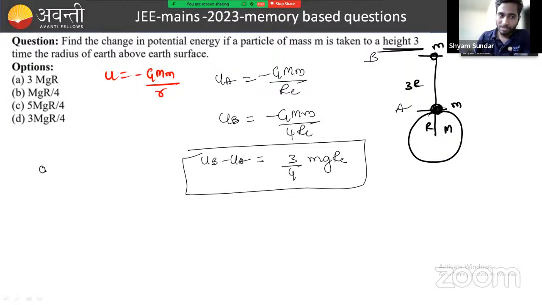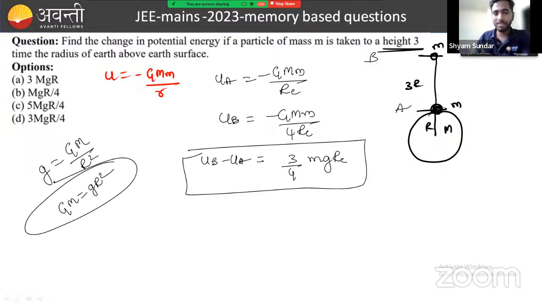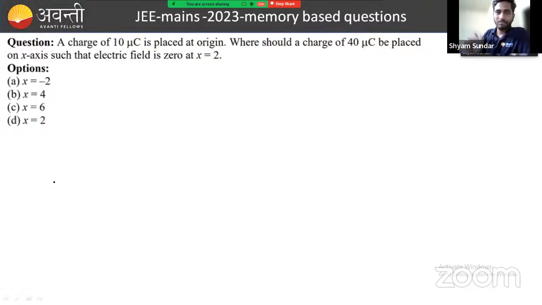The conversion you have to remember: acceleration due to gravity is equal to GM by R square. We can write GM is equal to gR square. This is very important. Don't forget this equation. Yes, we'll go for the next question.